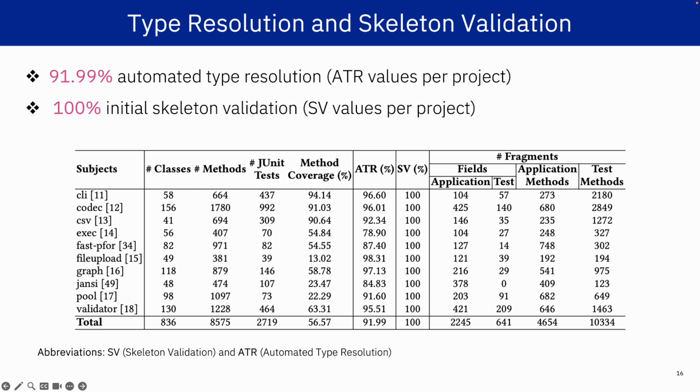So remember, we have the type resolution component. This ATR column shows the automated type resolution result. So AlphaTrans can automatically resolve 91.99% of types from Java to Python. And also the SV column shows the skeleton validation results. So when we build the skeletons ahead of time before the method body translation, we run some checks in order to make sure that there are no runtime errors in Python. So overall, we achieve a 100% skeleton validation success in all our projects.